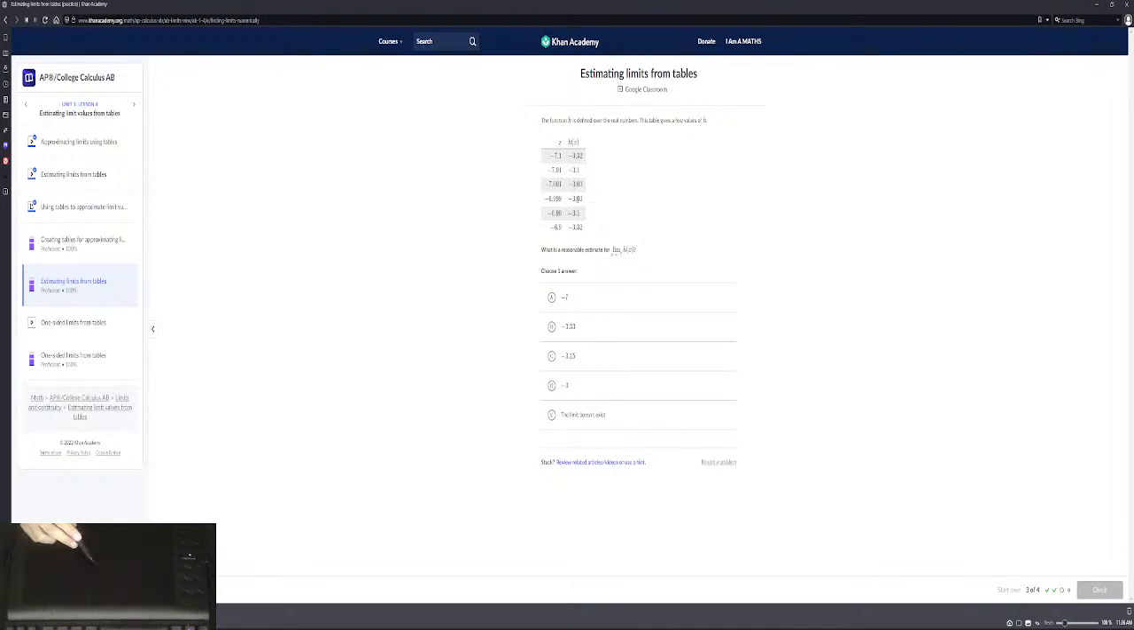The best estimate would be in between these two values of the function. So it would be -3. The most reasonable estimate would be that the limit doesn't exist because there's too much of a jump in the surrounding values for 4.